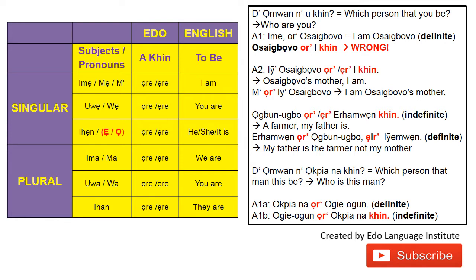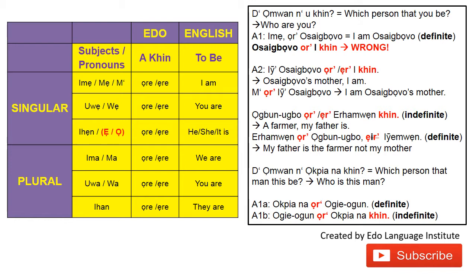And a legitimate response could be ime or osaibovu. I am osaibovu. So that's the definite form. You cannot say osaibovu or ikhin. I'll explain that in more detail later, but that is wrong actually. And it's an exception because we are talking about a person here. So you are osaibovu, not someone else.